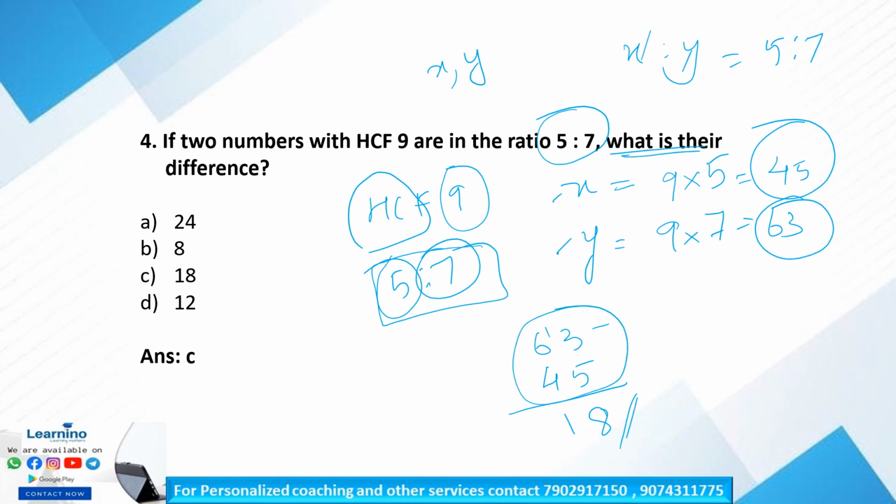So these are the numbers, and we have to find the difference between those numbers. So 63 minus 45 is equal to 18. C is our correct answer. Is it clear? If the HCF and the ratio of the numbers are given, HCF into first ratio will be the first number, HCF into second ratio will be the second number. So we found the first and second number, and the difference is 63 minus 45 is equal to 18. So option C is our correct answer. Is it clear? Okay, so next question.